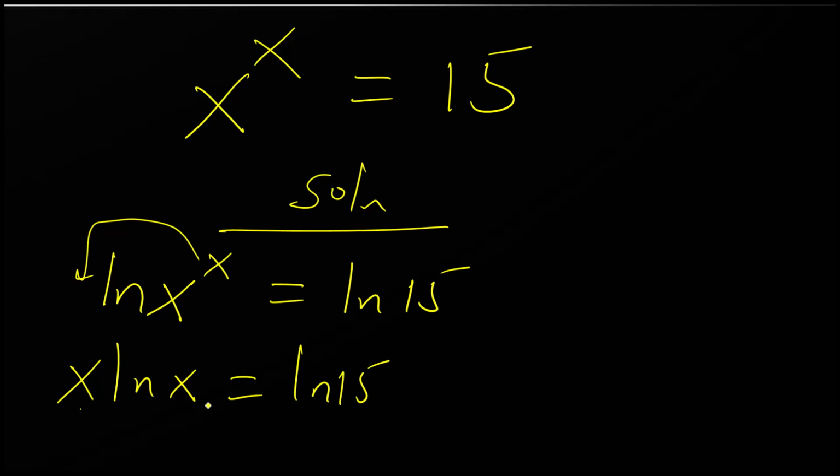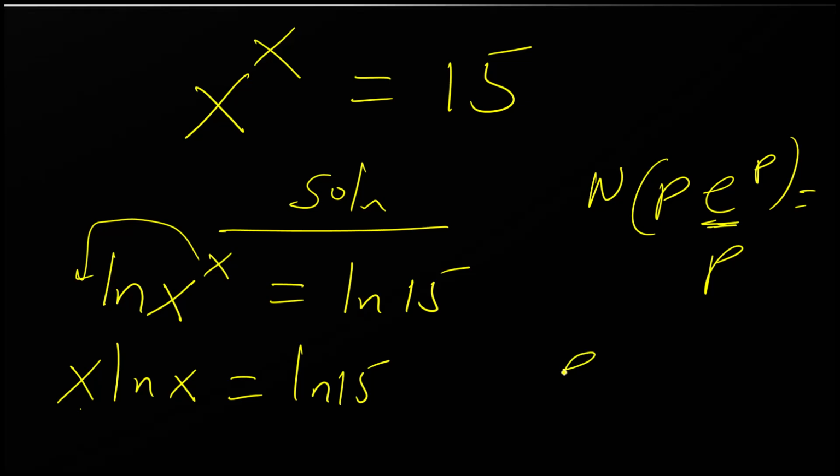Now we can complete this question with the idea of the Lambert W function. So when you have p times e raised to p and take the W function of this, the answer will be p. So don't forget that. And before we can apply the Lambert W function, we have to introduce the e. And e raised to ln of something is that something. So we can introduce this one in, which will pave the way for the Lambert W function.